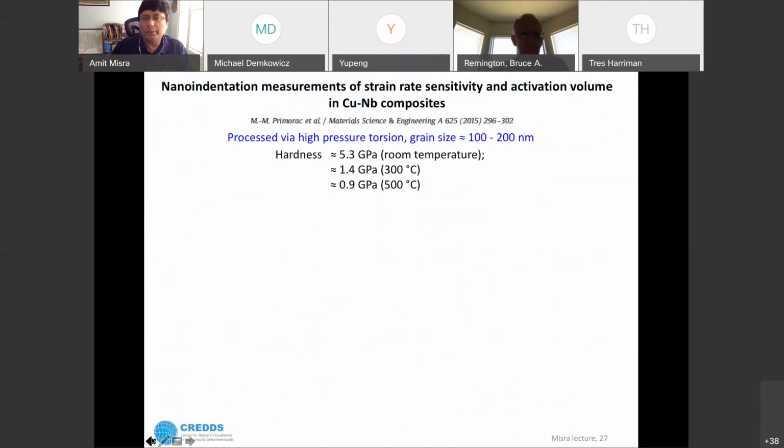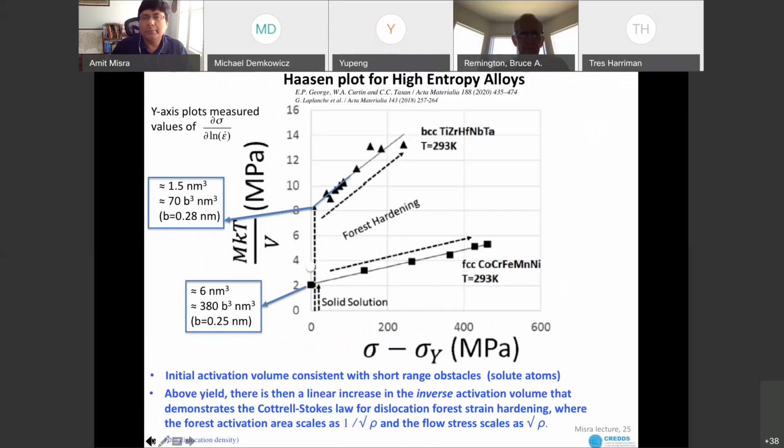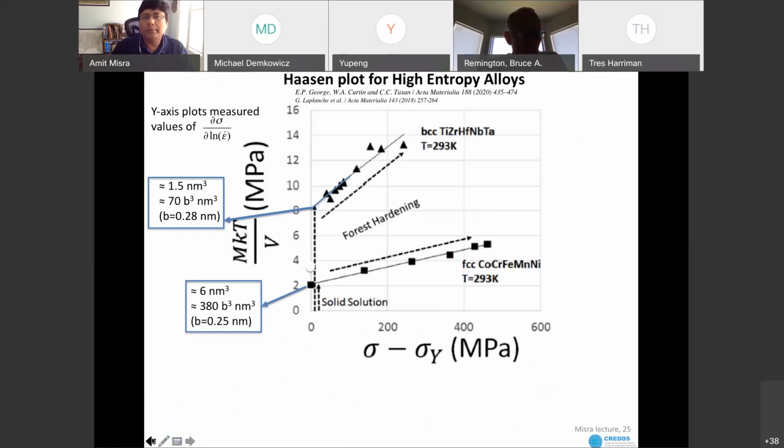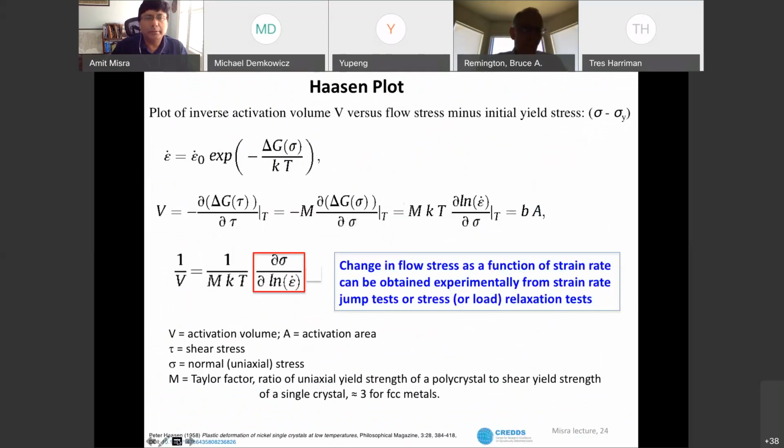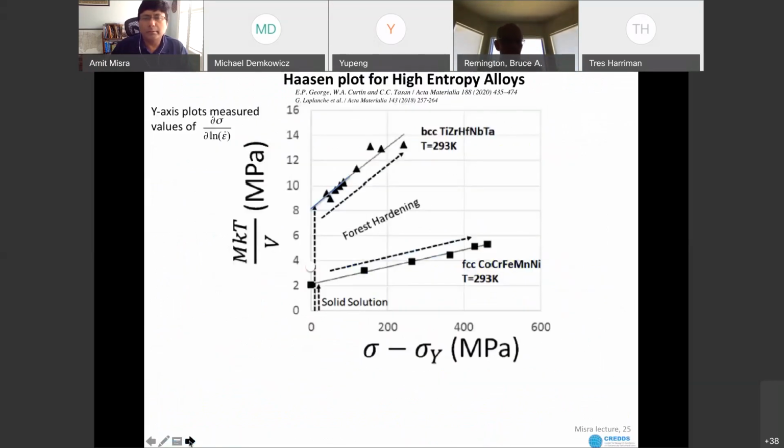So you were talking about this 24. Is this the slide? Or which slide is this? Yeah, go ahead, state the question.